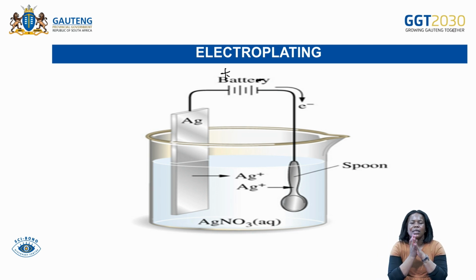In this case, there is silver. That is why we're going to put silver nitrate as our electrolyte, so that it breaks down into what? Into ions, allowing the metal deposits to move from the metal itself onto the spoon. In this case, we want to plate a spoon. We want to make it silver.